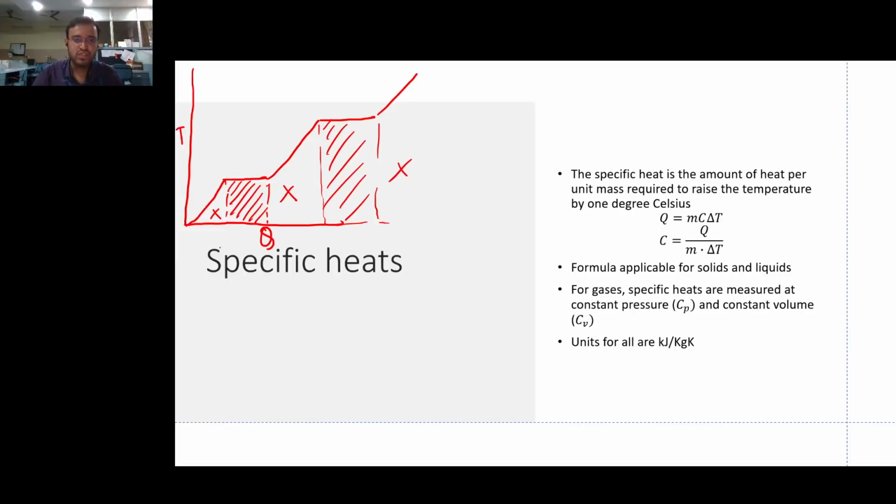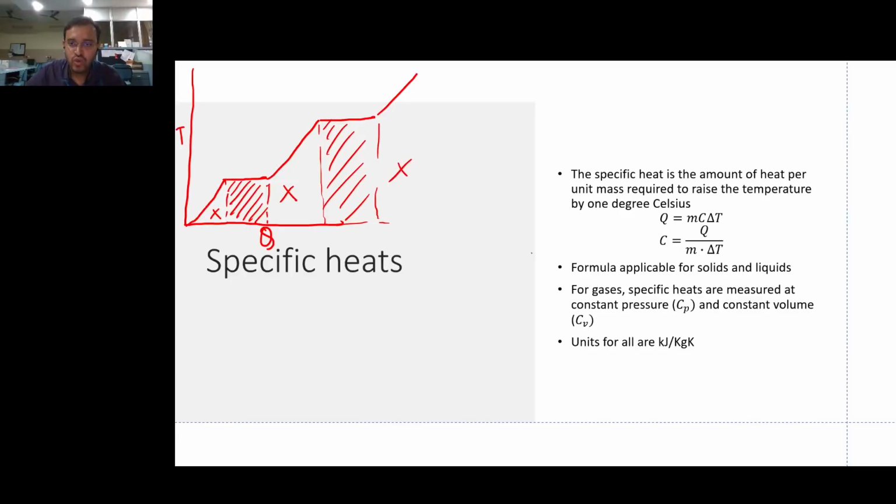Because of that, we need to define a parameter called specific heat. Specific heat is nothing but the amount of heat that we add per unit mass of the substance to raise its temperature by 1 degree Celsius. Let me repeat, it is the amount of heat that you add per unit mass. So it's the amount of heat that you add to 1 unit of mass of whichever substance you're trying to warm up, and its temperature rises by 1 degree Celsius.